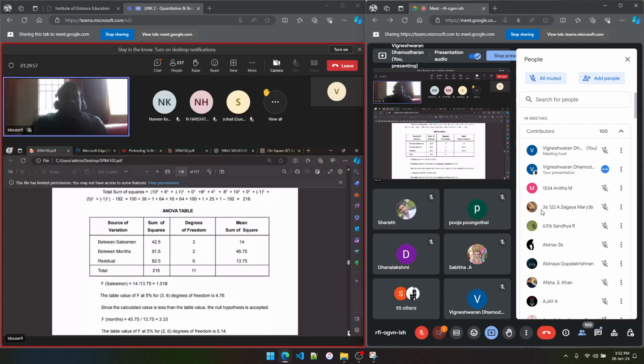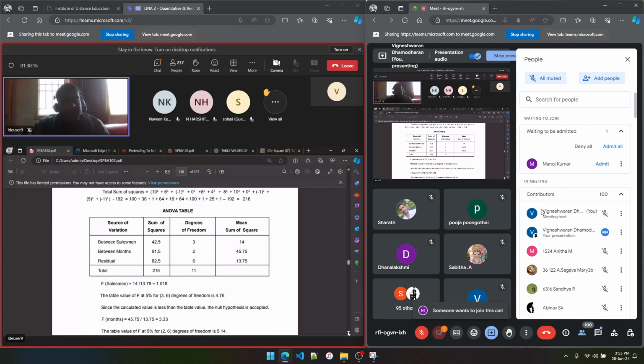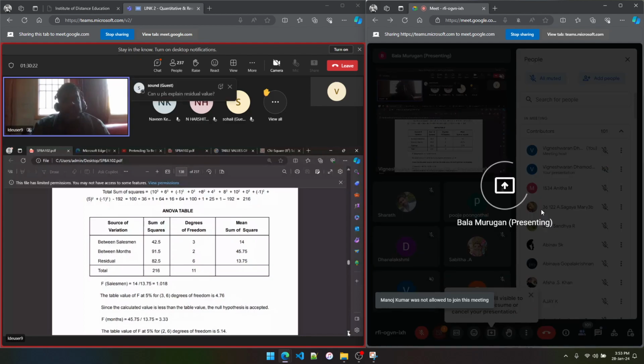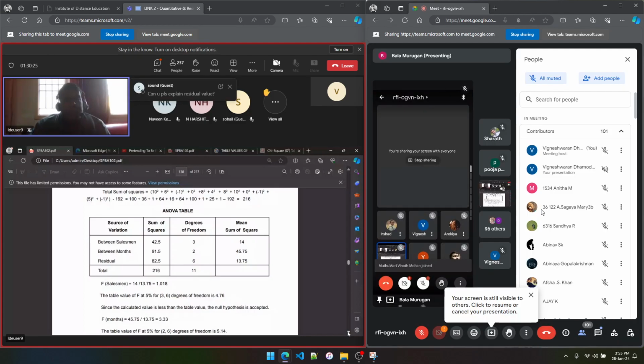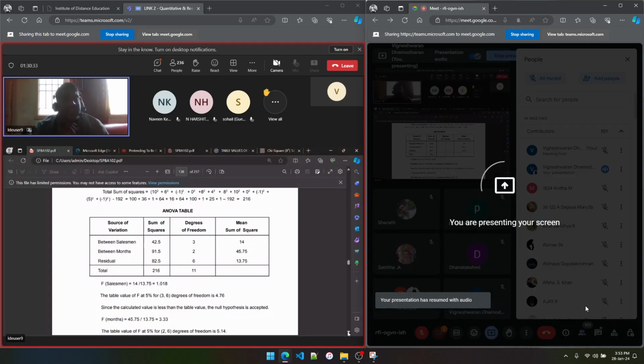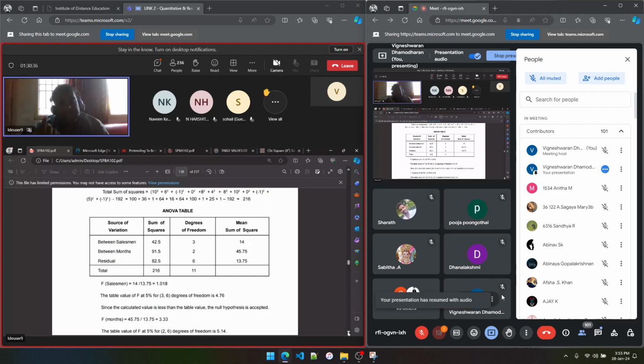Then F. Now here we are computing 2 F estimates, two different F estimates. One is for salesman, the other one is for month. If it is for salesman, then 14 should be divided by 13.75. If it is for month, then 45.75 should be divided by 13.75. You should say whether the null hypothesis is accepted or rejected.